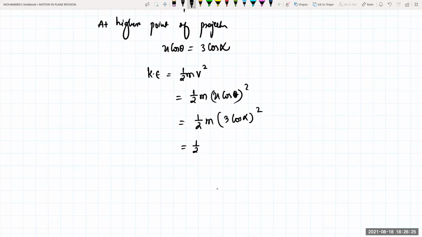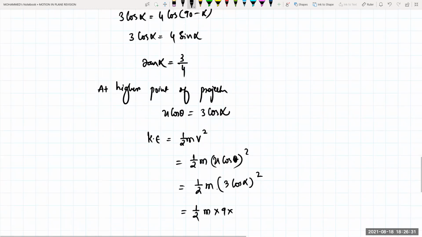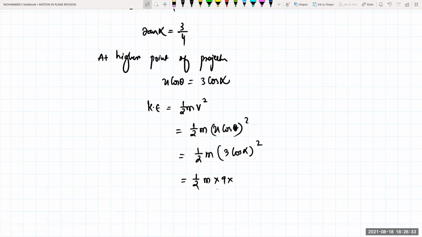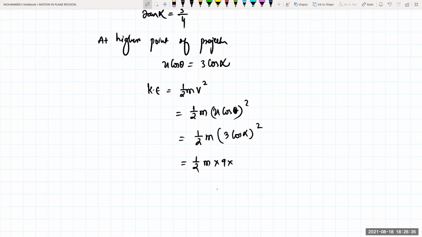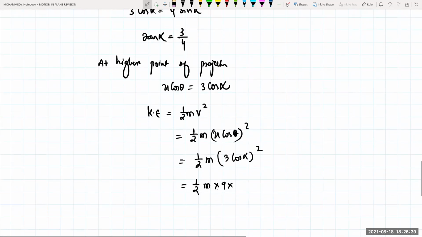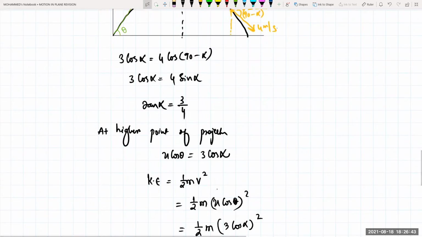This will become half into m into 3 square, which is 9 into cos square alpha. Cos alpha value is how much for me? We know tan alpha, so from this we can find cos alpha. I can write the tan alpha means something like this.